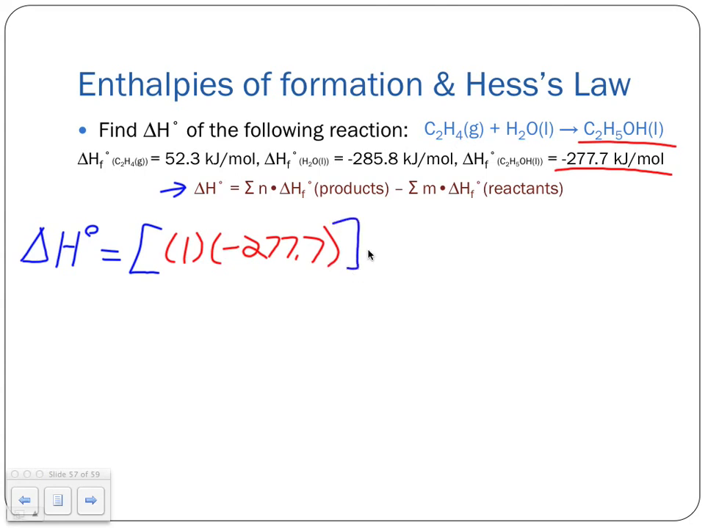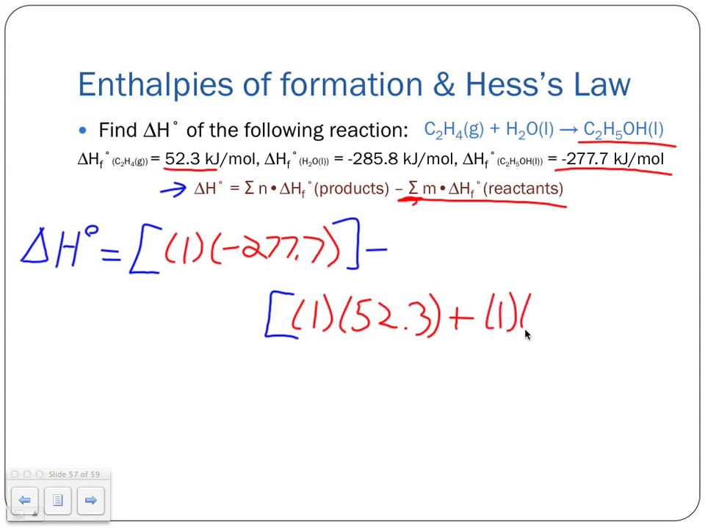Now, in this particular case, that is it as far as my product. So I'm going to end my brackets here, and I'm going to subtract off my next ones. I'm going to drop it down just so I can use it a little easier. Now I'm going to look at my reactants. The first reactant is C2H4. The coefficient is 1, and the enthalpy of formation is right up here, 52.3. Then plus, because I'm adding them up, the next one, H2O, has a coefficient of 1 times the standard enthalpy of formation of water, which is negative 285.8. I can close that out, and then I can do my math.